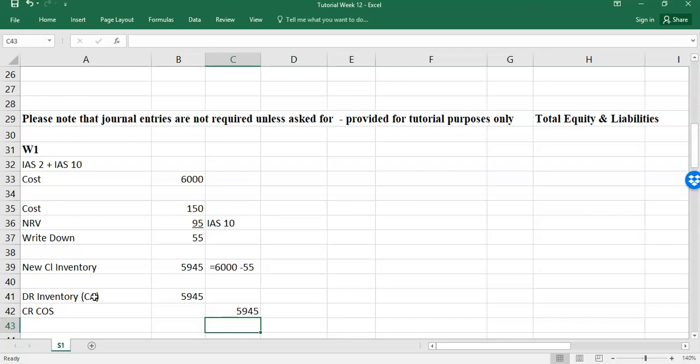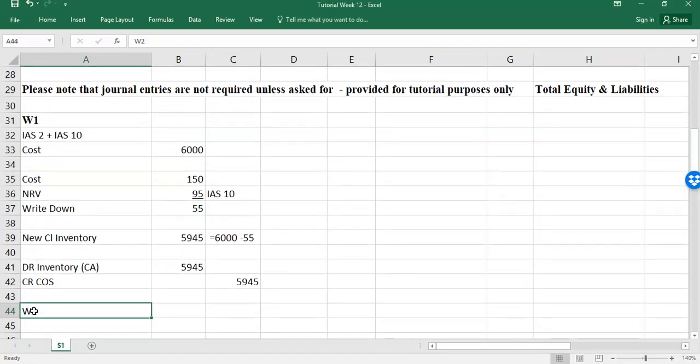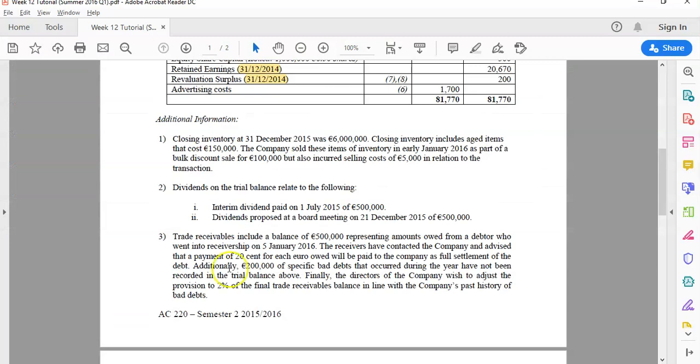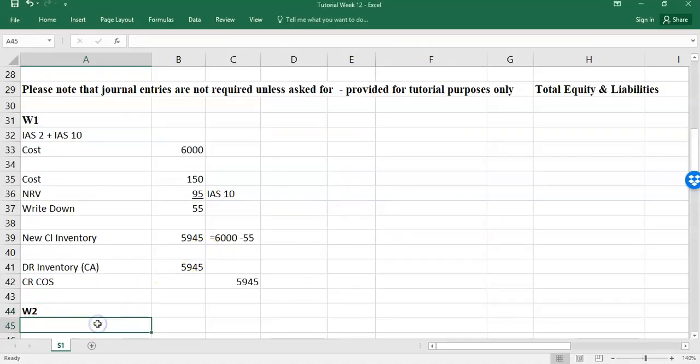So just make sure you're alert to what the information is given. So that's your first working done. So all you do is come back, label the next one, and move on. Nice and neat. Dividend to trial balance, interim dividend paid, and a dividend proposed at the year end. Now, this is covered again by IAS 10.